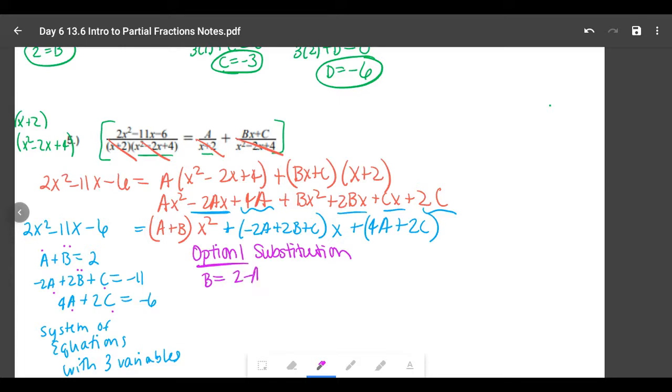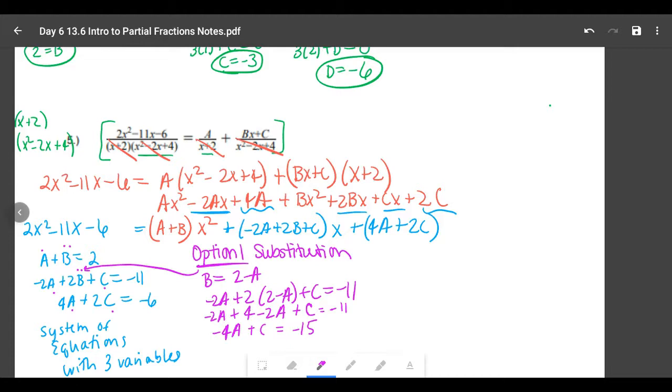I get B equals 2 minus A, and that needs to go in here. All right, so now I have negative 2A plus 2 times 2 minus A plus C equals negative 11. If I simplify that, I get negative 2A plus 4 minus 2A plus C equals negative 11. So I get negative 4A plus C equals negative 15.